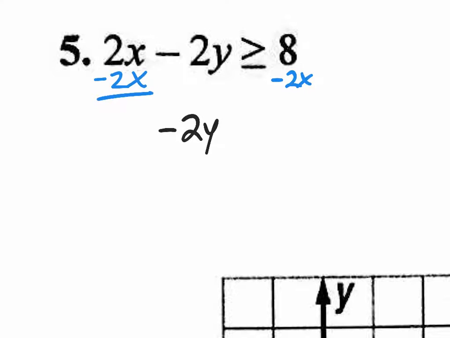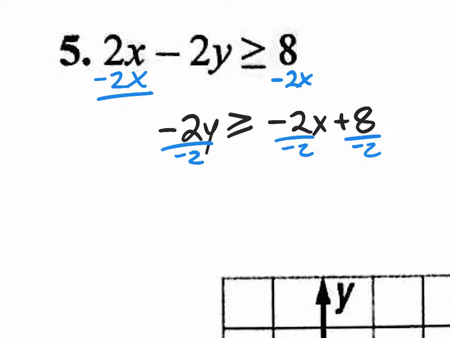Negative 2y is greater than or equal to negative 2x plus 8. And now after that, we need to get rid of that negative 2 in front of the y. So what do we do? Divide by negative 2. So let's divide by negative 2. Divide by negative 2, divide by negative 2. So our final slope-intercept form inequality will be y by itself greater than or equal. Oh no, I'm sorry. That's a mistake right there. It's not greater than or equal to. It's actually what? Less than or equal to. So why did I have to flip it?